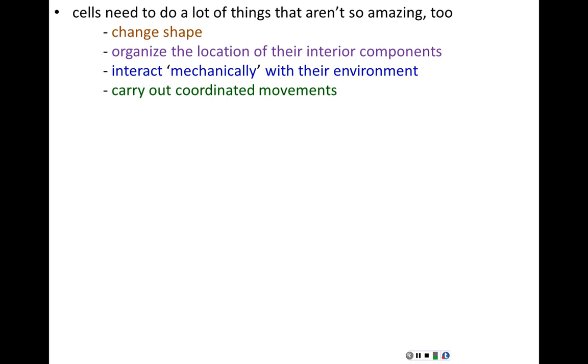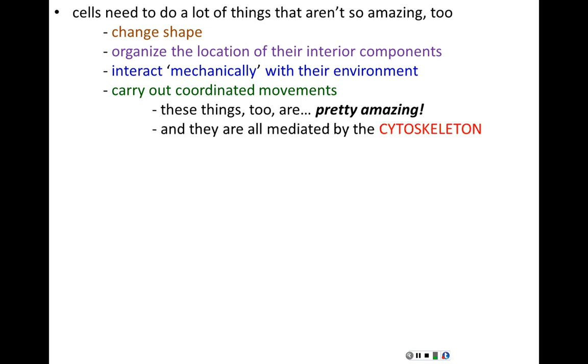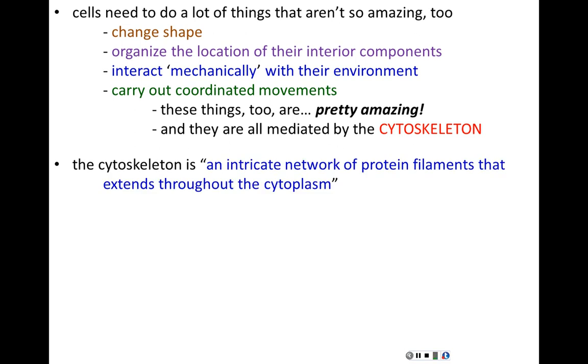larger multicellular response. And if you stop and think about it, even the more mundane everyday aspects and tasks of cells are in themselves pretty amazing. There's nothing a cell does that actually isn't amazing, so we won't lose our luster for all of these wonderful things that cells do. All of these things that I've listed here are mediated or carried out. They're possible because of the cytoskeleton of the cell.